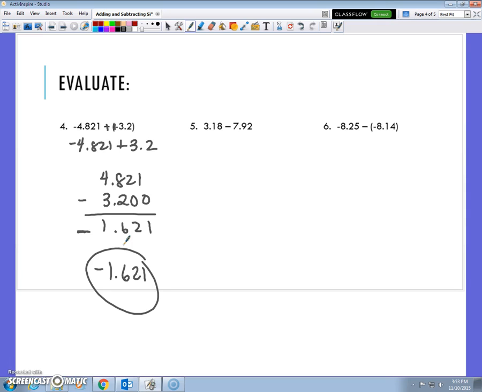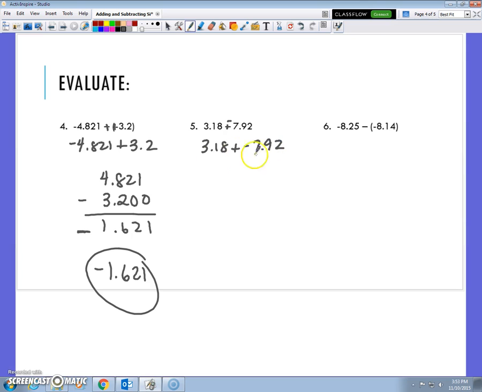So let's take a look at another one. Now I have subtraction again, but the nice thing about subtraction is I can change it to addition, because if I kept that as subtraction, I'd end up in the negatives, and that's going to be problematic for us. So I'm going to change it to addition. I'm going to say 3.18 plus negative 7.92.